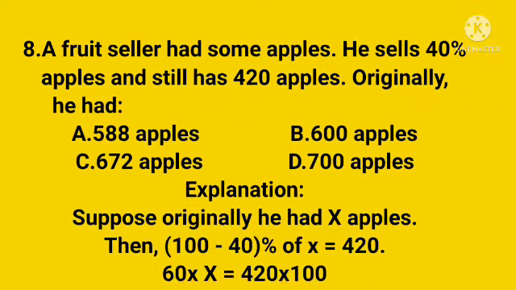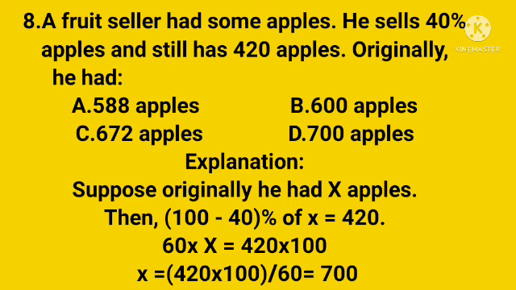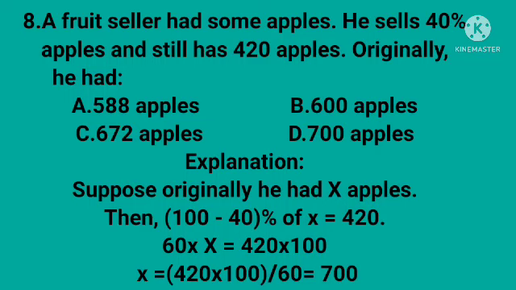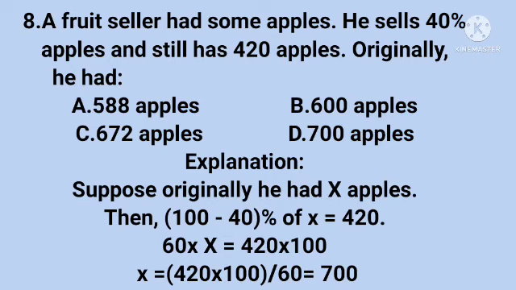Question number 8. A fruit seller had some apples. He sells 40% of the apples and still has 420 apples. Originally he had: A. 588 apples, B. 600 apples, C. 672 apples, D. 700 apples.